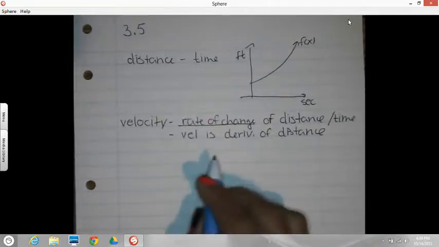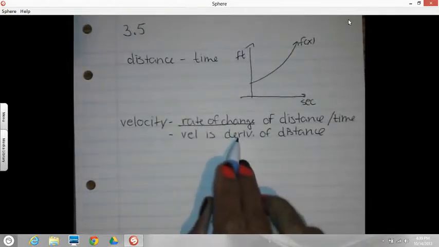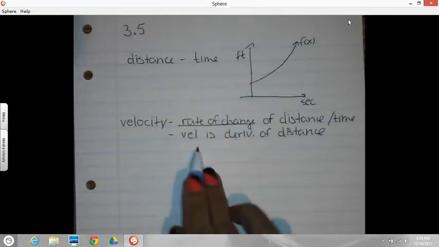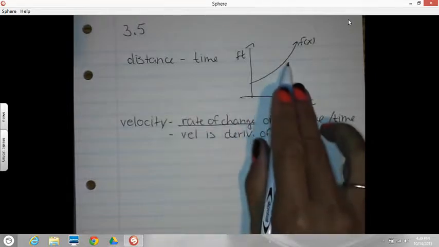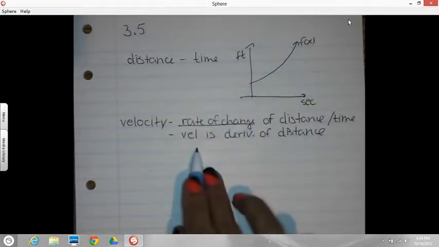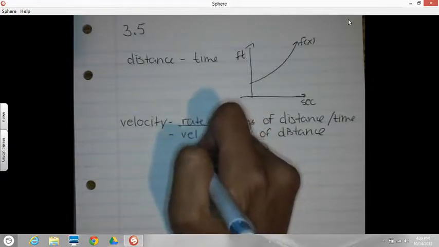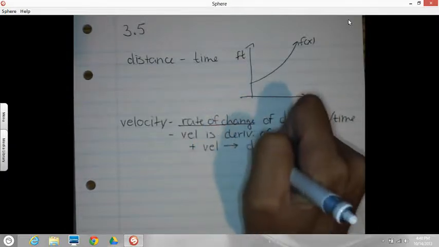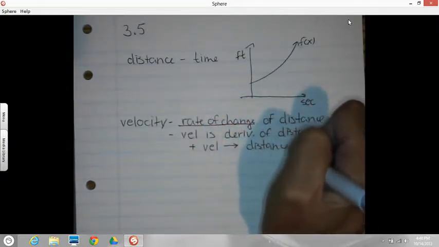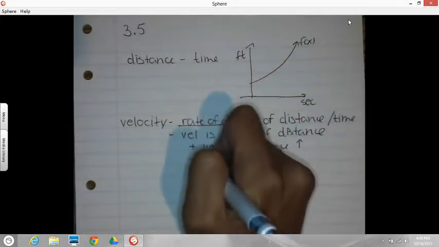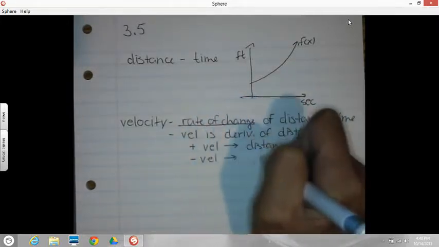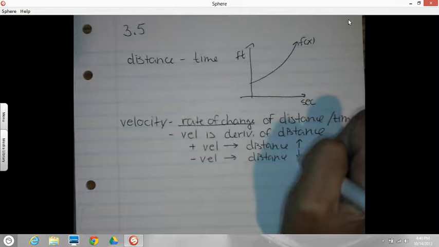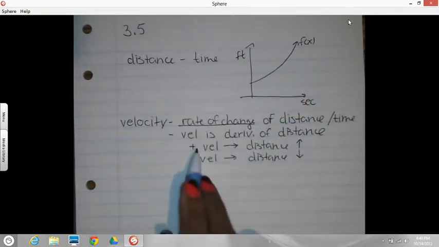And remember, just in general, if our derivatives are positive, that means your function's increasing. So if our velocity derivative is positive, that means our distance is increasing. If the velocity is negative, the distance is decreasing. So positive velocity means distance is increasing. Negative velocity just means distance is decreasing. Doesn't mean you're going slower, it's directional. The positive and negatives are directional.